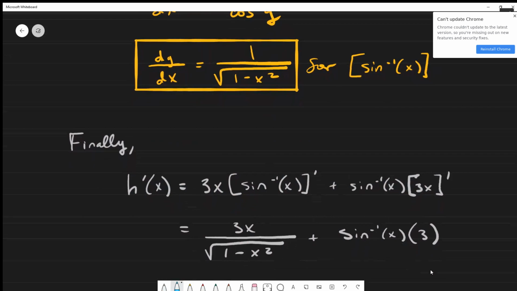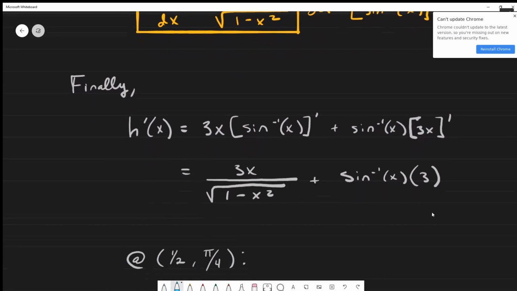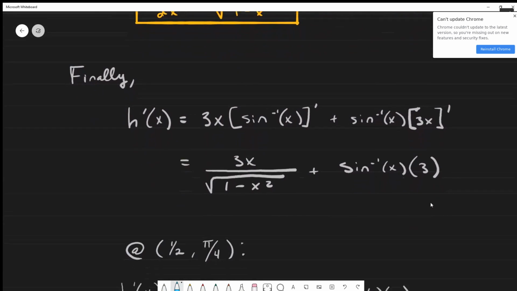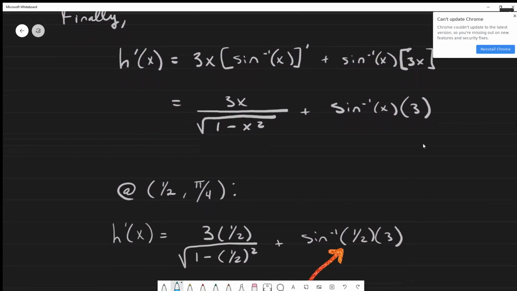Once we have this, we have our point, which is x equals 1/2 and y equals pi over 4. So then we'll go ahead and plug those in, and we'll say that 3 times x, which is 1/2, divided by the square root of 1 minus 1/2 squared, which gives us 1/4 for the x value, plus the arc sine of 1/2 times 3. So the problem here, as we go further, is what is the arc sine of 1/2?